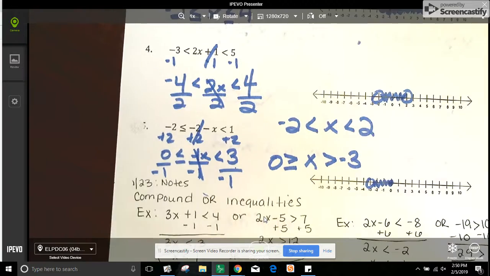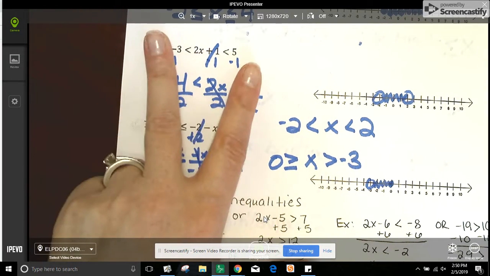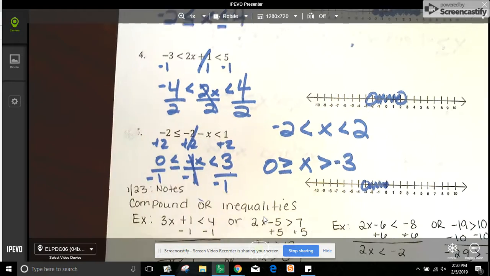So for all these problems, you're just undoing the middle, and you have to do it to both sides, and then your shading is also in the middle.